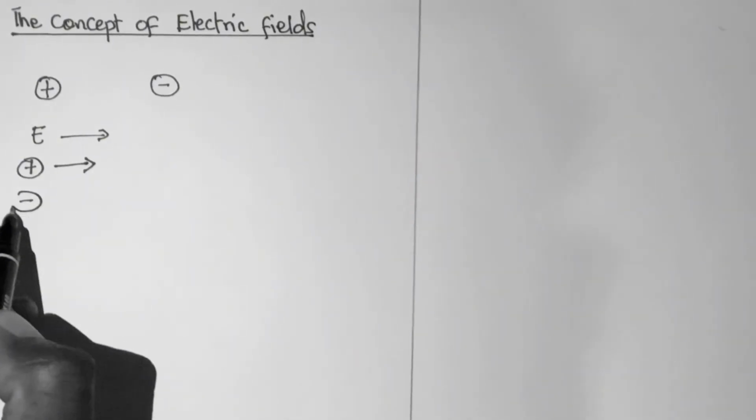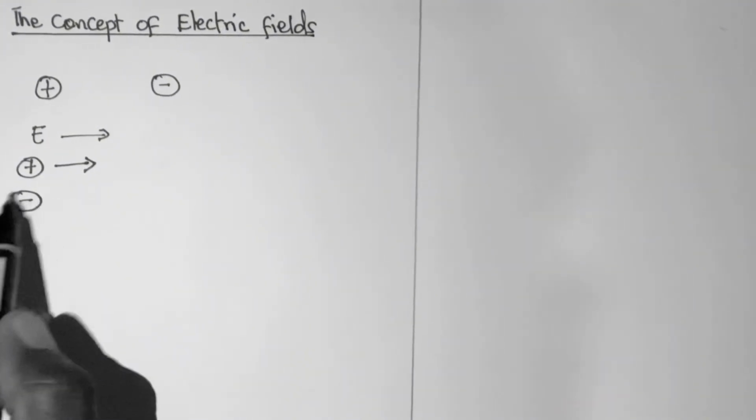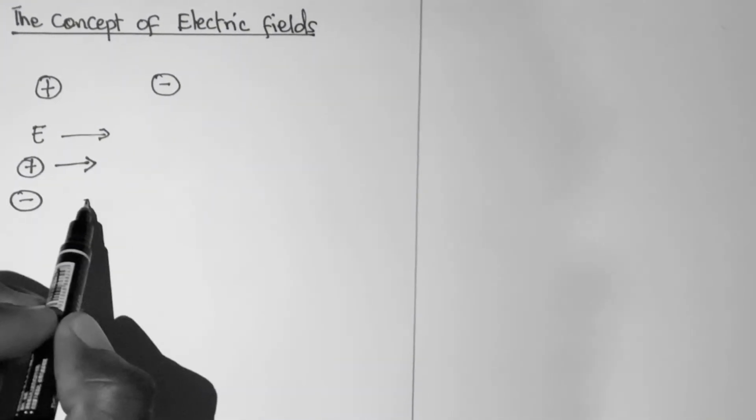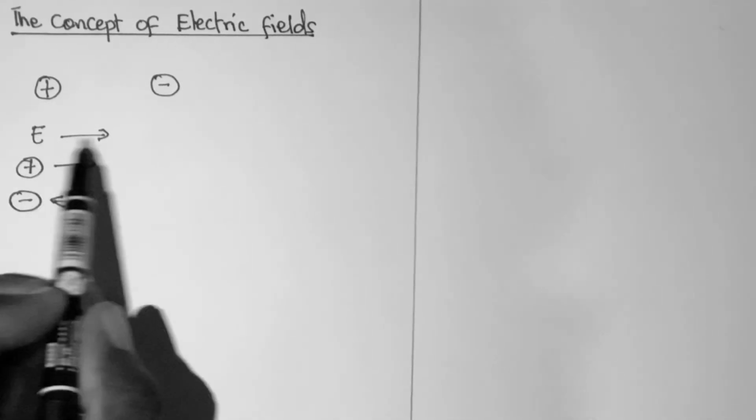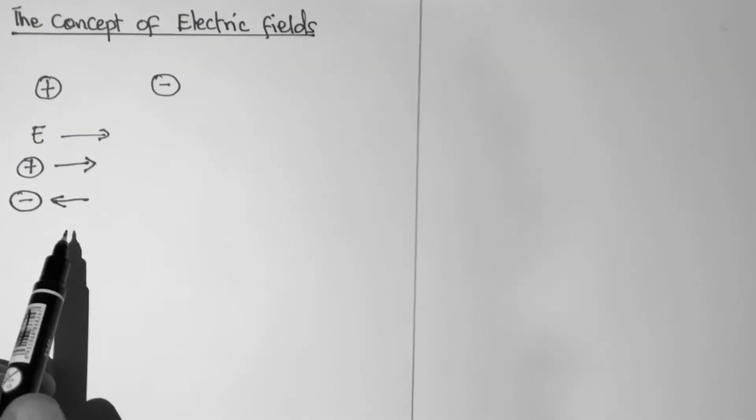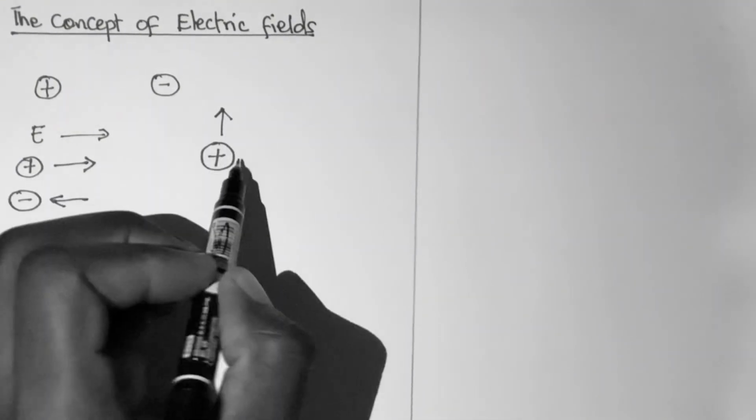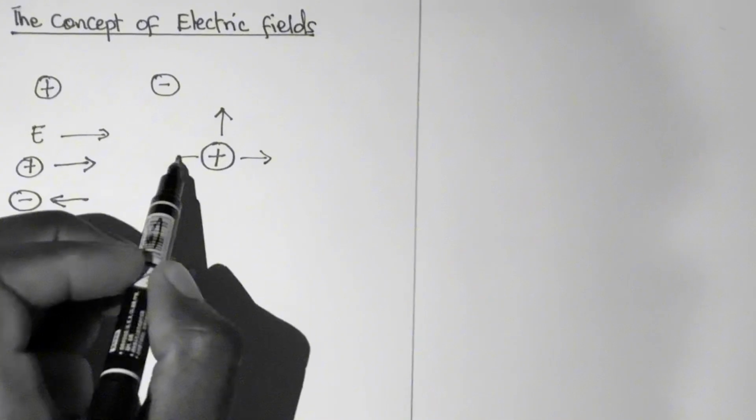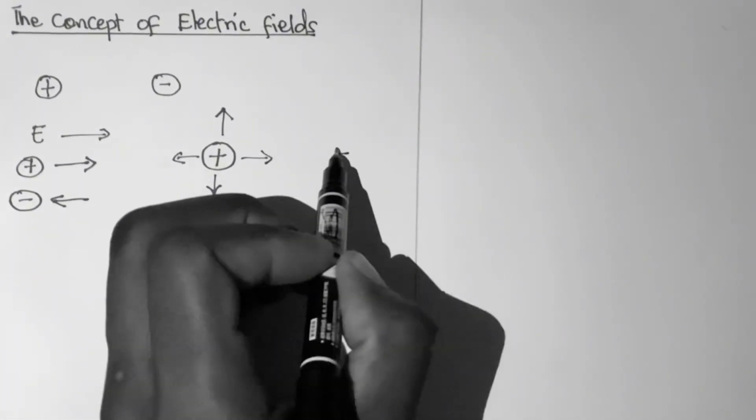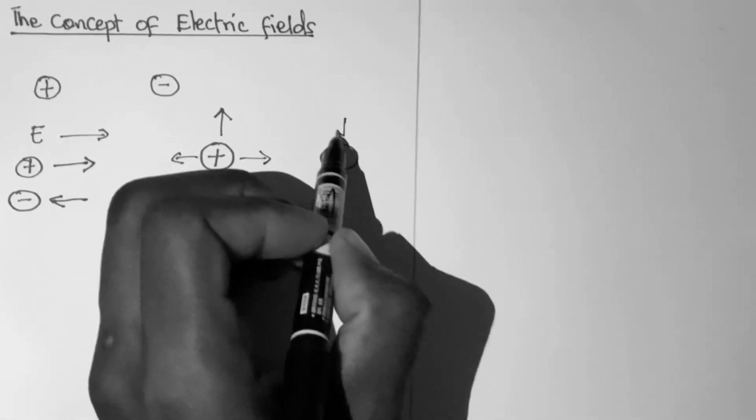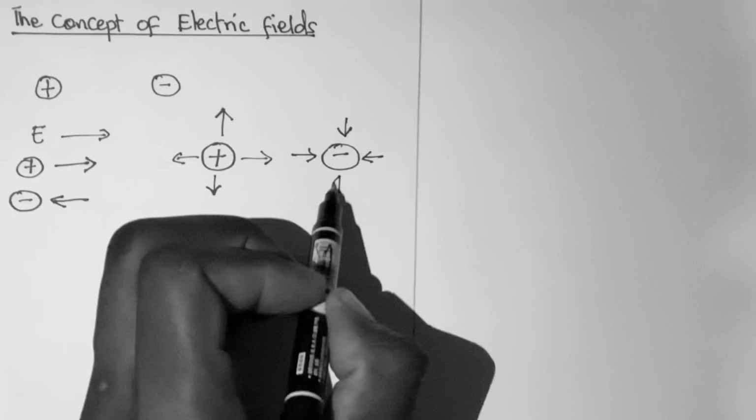But if it was a negative charge, the direction of the field created by the negative charge will be contrary to the direction of the original field in which it was placed. So the field of a positive charge acts radially outwards in all directions equally in space, and the field of a negative charge acts radially inwards in all directions in space.